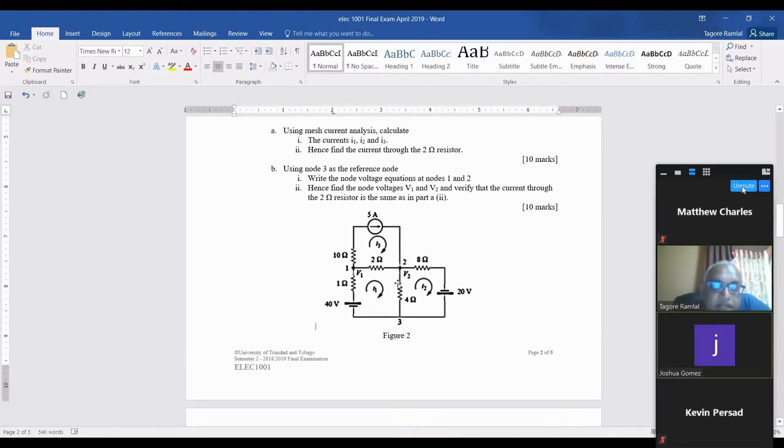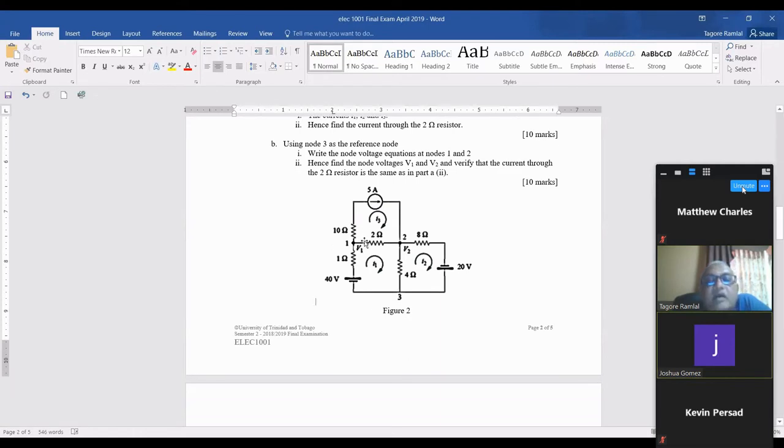So can you cover it one more time, please? V1 minus 40 on 1, plus V1 minus V2 on 2, minus 5 is equal to 0. And then V2 minus V1 on 2, plus V2 on 4, plus V2 plus 20 on 8, plus 5 is equal to 0.